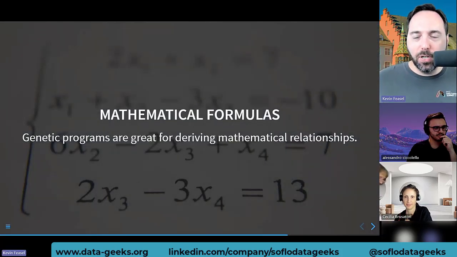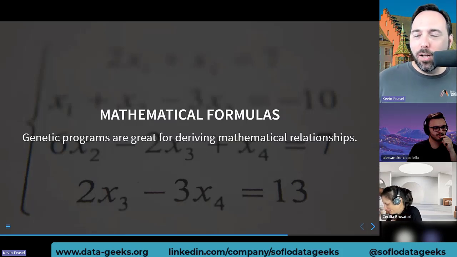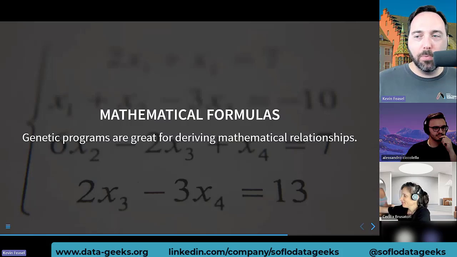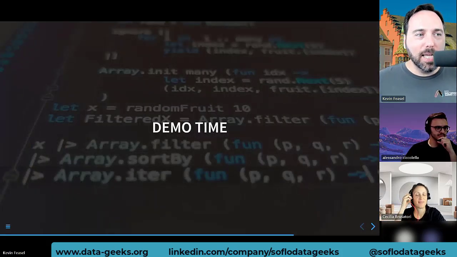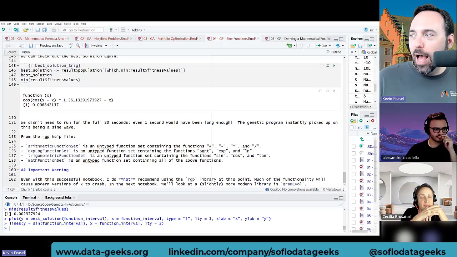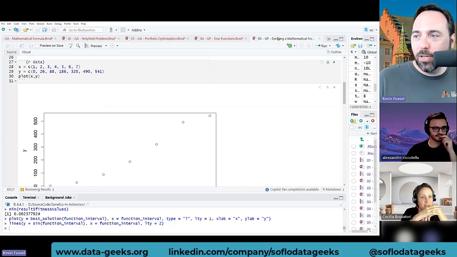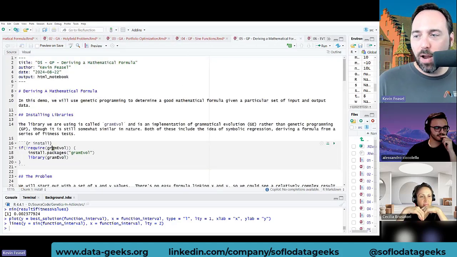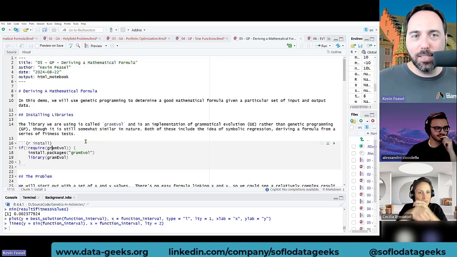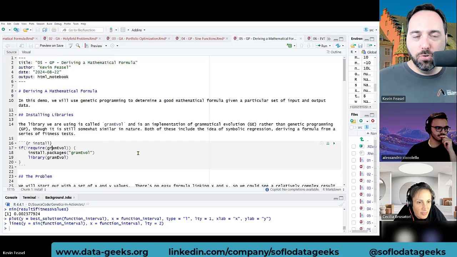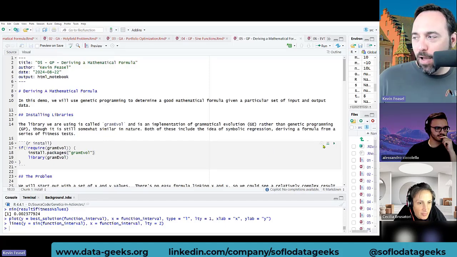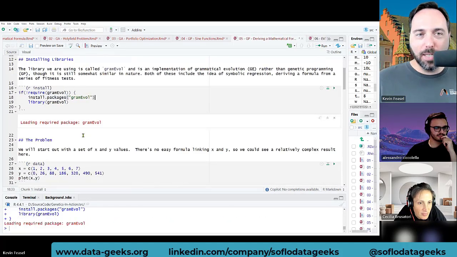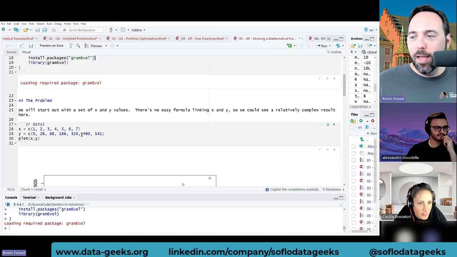Genetic programs, I showed you an example of it deriving a mathematical relationship. Well, we can also do a bit more with genetic programs as well. Let's take a quick peek. I am actually swapping to a different library. This one is GramEvol. Technically, this is something slightly different. It's called grammatical evolution. So it's not truly genetic programming. However, it is a library that's still supported in R.